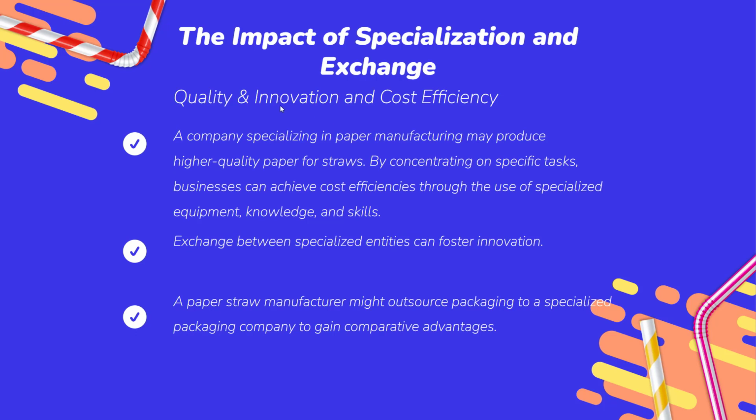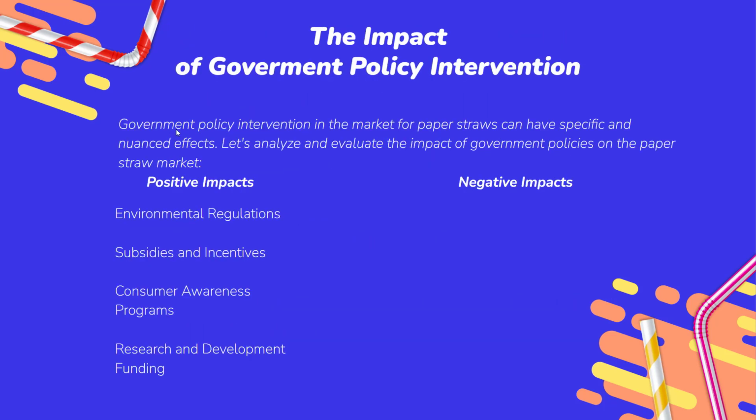And for quality and innovation and cost efficiency, a company specializing in paper manufacturing may produce higher quality paper for straws. By concentrating on specific tasks, businesses can achieve cost efficiency through the use of specialized equipment, knowledge, and skills. Exchange between specialized entities can foster innovation. A paper straw manufacturer might outsource packaging to a specialized packaging company to gain comparative advantage.